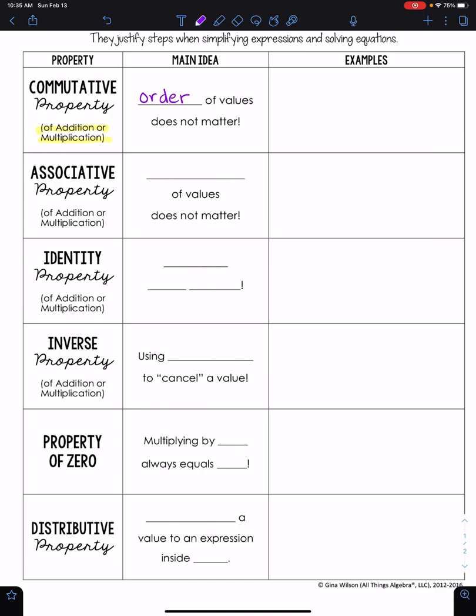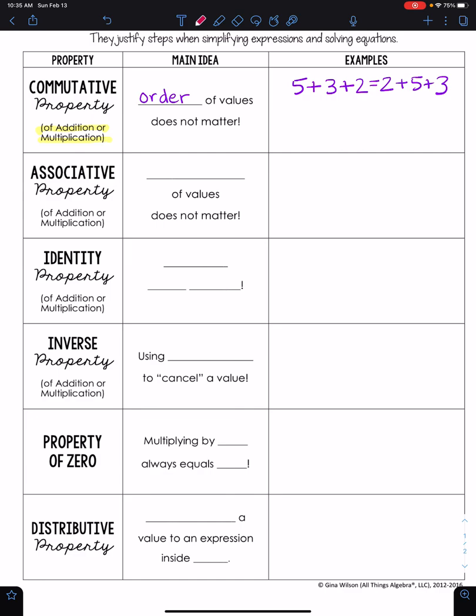So here are some examples. We have 5 plus 3 plus 2. That's the same as 2 plus 5 plus 3. They both equal 10, right? You can add in any order. So if we change the order in addition or change the order in multiplication, it does not change the value. One thing to point out here is that properties are always true. So if you ever see an example where the left side does not equal the right side, it does not represent a property. A property has to be true.